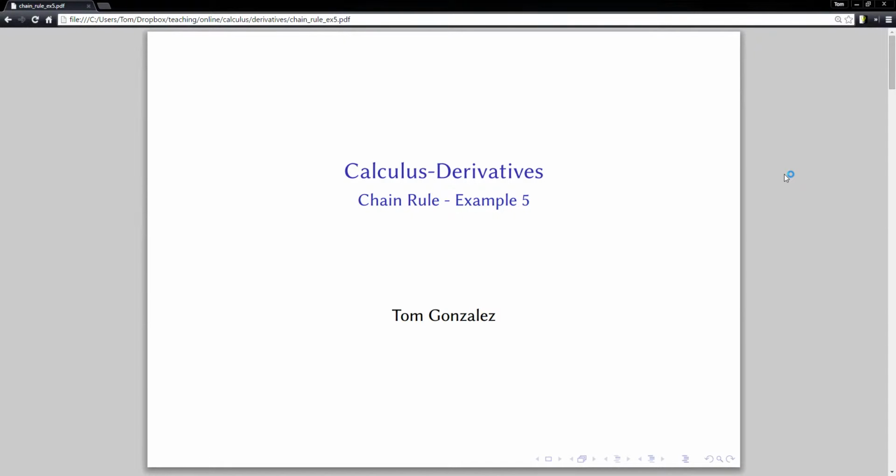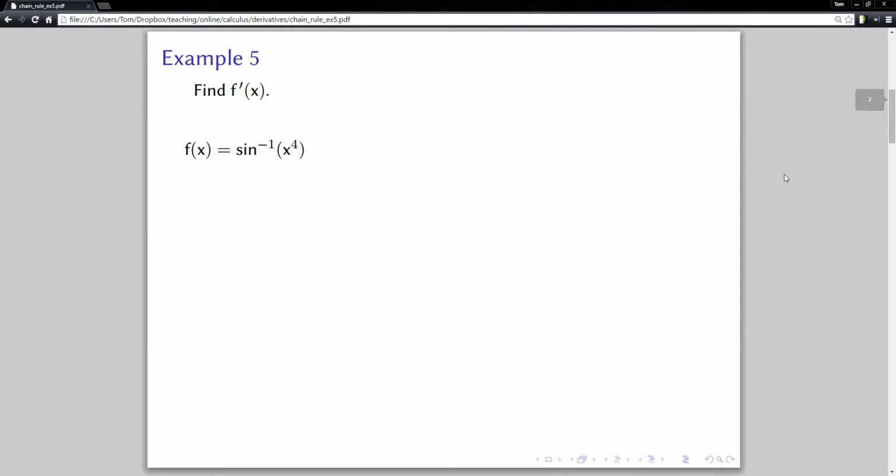In this video, we're going to take a look at another chain rule example. Here we've got the function f of x equals the inverse sine of x to the fourth power.